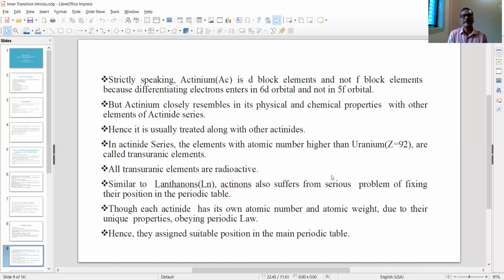Similar to the lanthanides, the actinides also suffer the same situation of fixing the position in the periodic table. Though each actinide has its own atomic number and atomic weight, due to their unique properties they obey the periodic law. Therefore, they find a suitable position in the main periodic table.